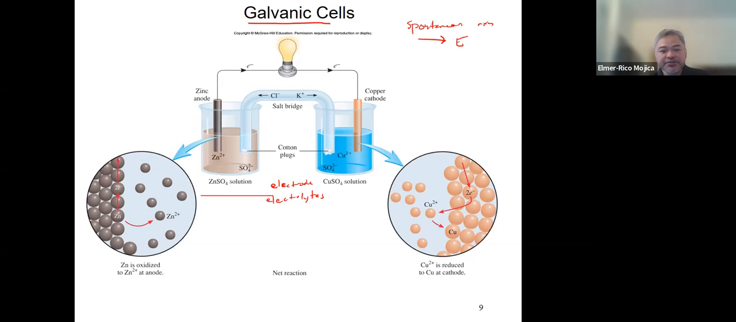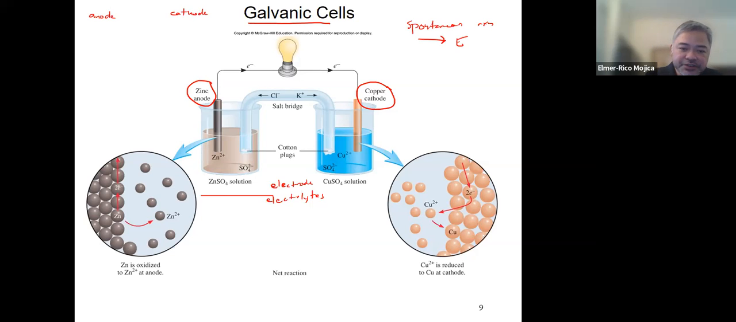Now, let's try to look at each of these metals. What we have here is the zinc anode, and what we have here is the copper cathode. So what are the things that we need to know here? You need to know what's the anode and what's the cathode. Both of them are electrodes.